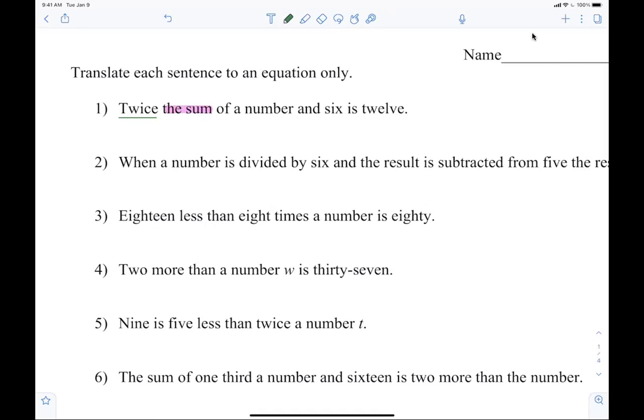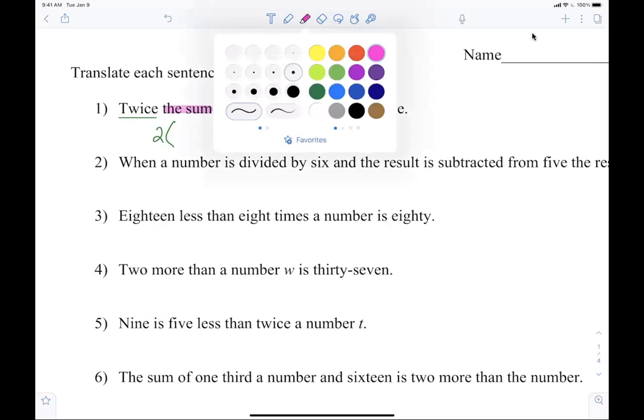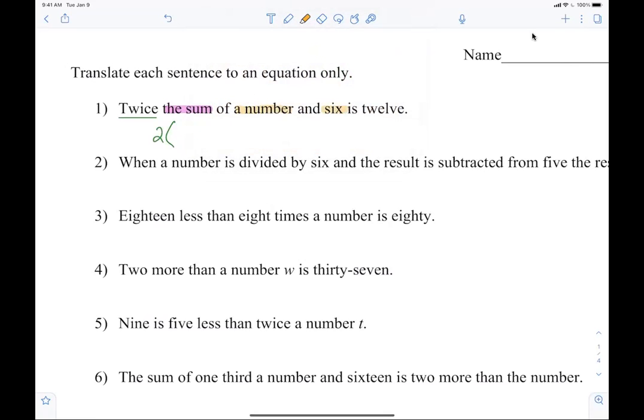All right, so now go ahead. So how do I write twice? What does that mean? Times 2. Yep, so we put a 2. Then I put what, Jackson? Parentheses. What does sum mean to do? Add. Yes, what two things are we adding? The number and 6. Right, so how do I write that? X plus 6. Right, close parentheses. In math, what does is mean? Equals. And then the number, 12. Come on, guys, make yourself a note. That is critical information. Anybody have any questions with that?